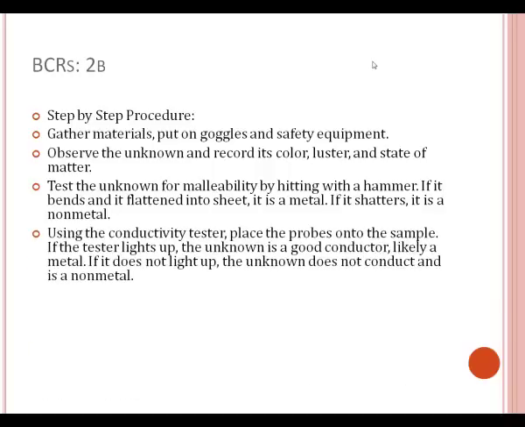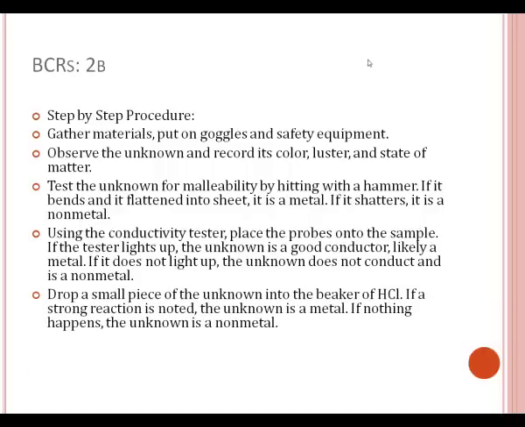Then we're going to use a conductivity tester. That was the battery with the probes. We're going to place the probes onto the sample. If the tester lights up, the unknown is a good conductor and it's likely going to be a metal. If it does not light up, the unknown does not conduct and is a nonmetal.